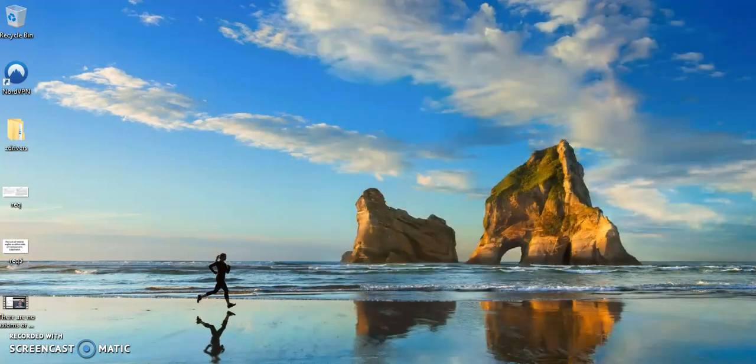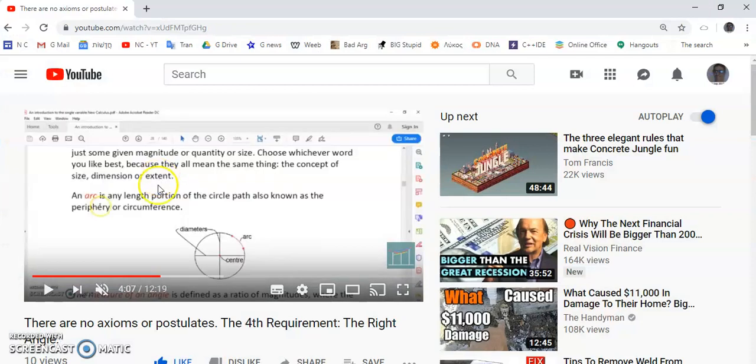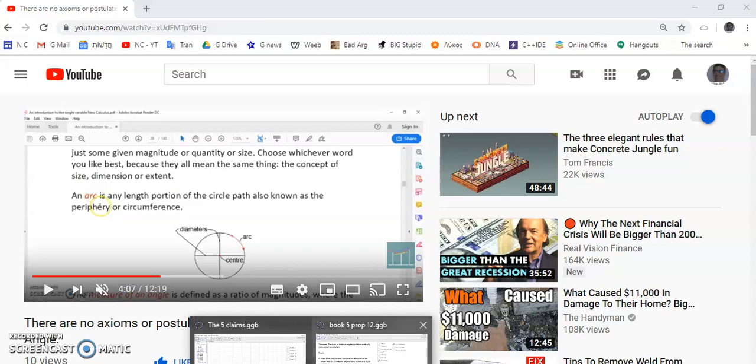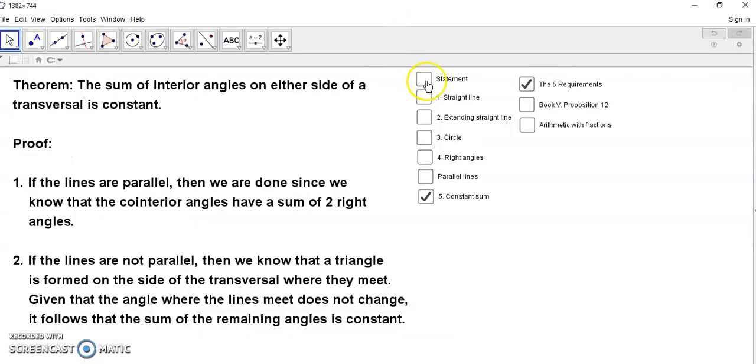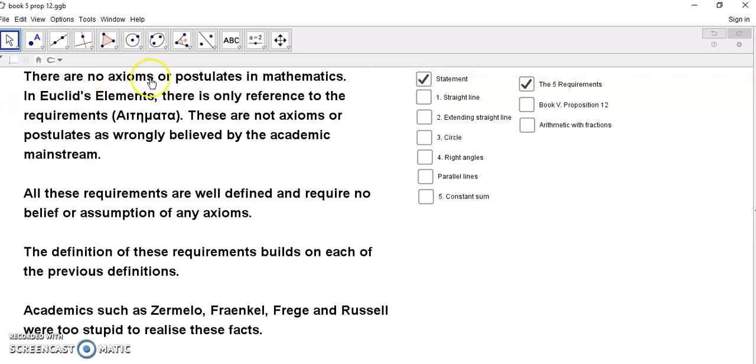Now, you'll recall this was the video in which I started defining the different parts of a circle. Remember, you have to define everything based on the previous requirement. You can't just suddenly, out of the blue, make a definition that has no basis whatsoever. So now, in this video, I'm going to show you why these things that I've been explaining to you are true. So I told you there are no axioms or postulates in mathematics.